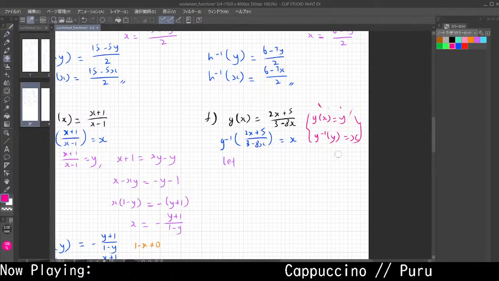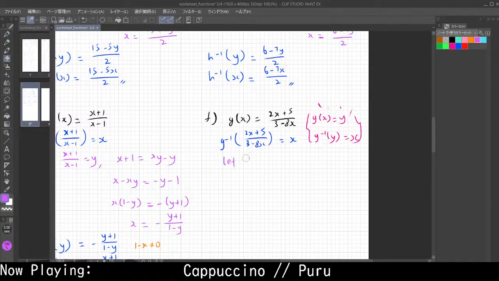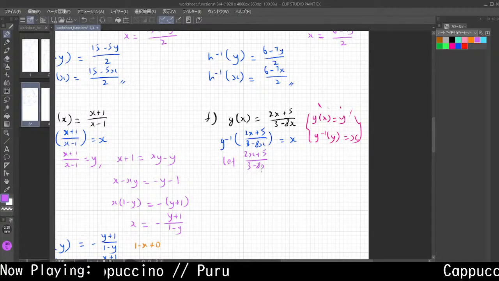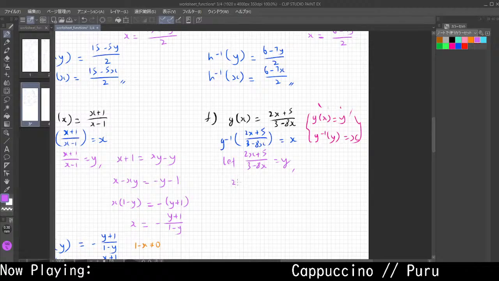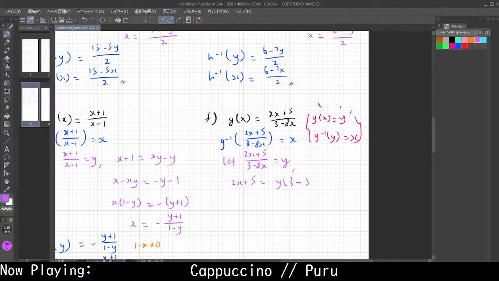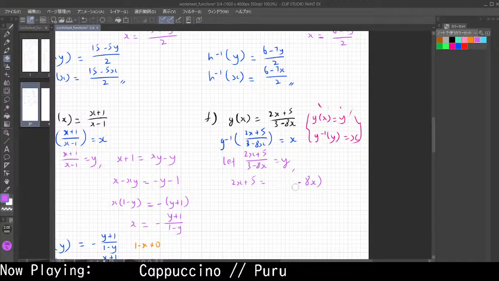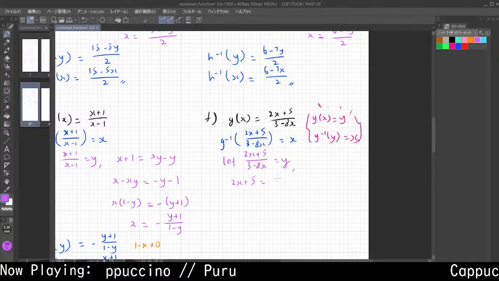Important. Please write these. Anyway, I will let g(x) be equal to y. Move over, rearrange: 2x plus 5 equals y(3 minus ax). Actually, I just multiply it in, just directly multiply it in.